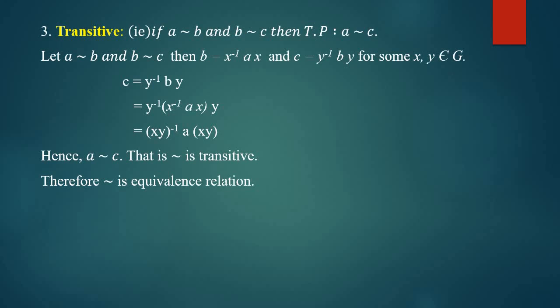The last condition of an equivalence relation is transitive. That is, if a tilde b and b tilde c are the conditions, we have to prove a tilde c. Let a tilde b give the equation b equals x inverse a x, and b tilde c give the equation c equals y inverse b y. In that equation we substitute the value of b. We get the equation c equals x y the whole inverse a x y. Hence a tilde c, that is, tilde is transitive.